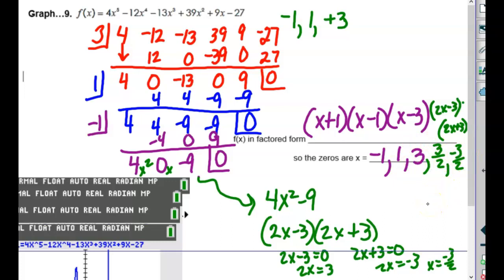Now, it is possible at the end that they will be irrational. For example, at the end of that question, if I had gotten x squared minus 7, I would have had x squared equals 7, x equals plus or minus the square root of 7 is my last two crazy factors, okay?